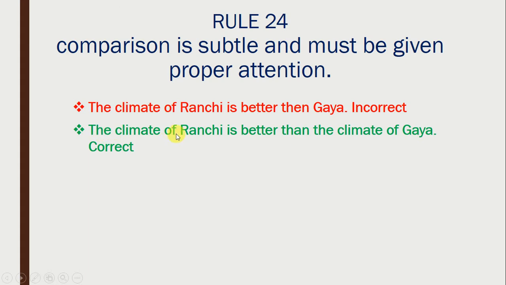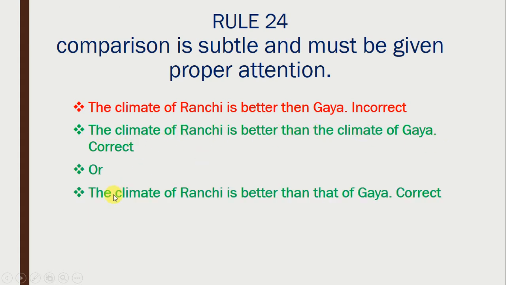So the statement should be: the climate of Ranchi is better than the climate of Gaya, or you can even say that the climate of Ranchi is better than that of Gaya. That of also will signify the same thing, climate of. Okay, so either of these statements will be correct. The climate of Ranchi is better than the climate of Gaya, or the climate of Ranchi is better than that of Gaya. So just remember this thing, that whenever you are comparing a particular quality or a particular thing, then you have to mention it with both things you are comparing.